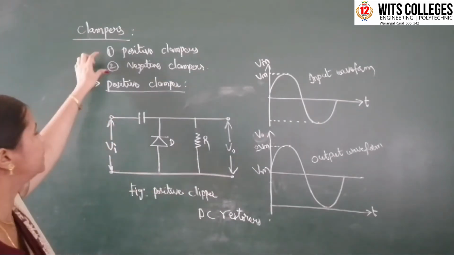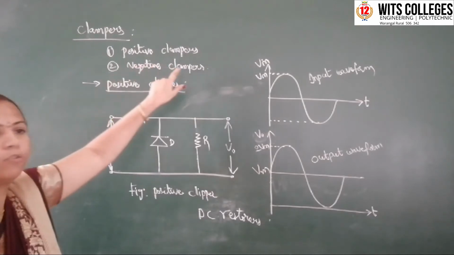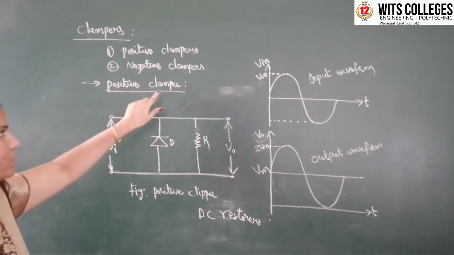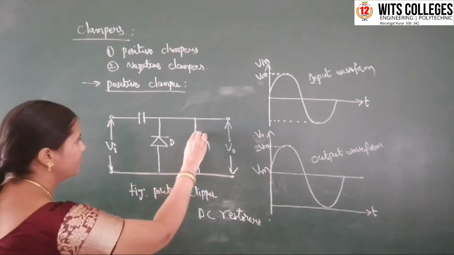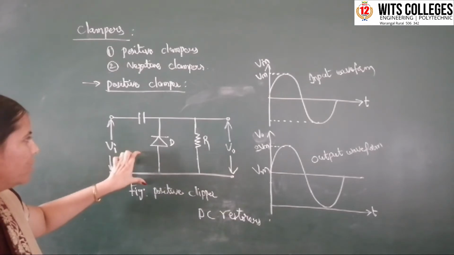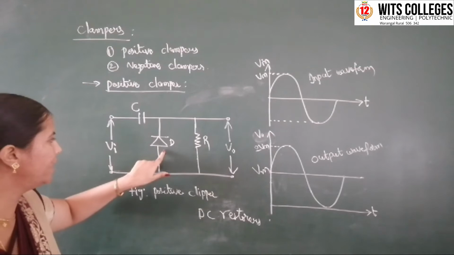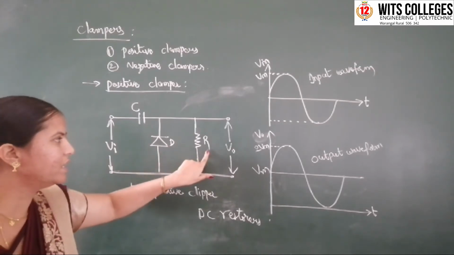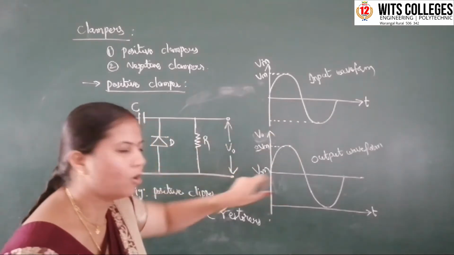The clampers are generally classified into two types, positive clampers and negative clampers. Coming to positive clampers, this is the circuit diagram of the positive clamper. Here we are connecting a capacitor and a diode, and we are using a resistor also. So this is the input waveform and this is the output waveform.